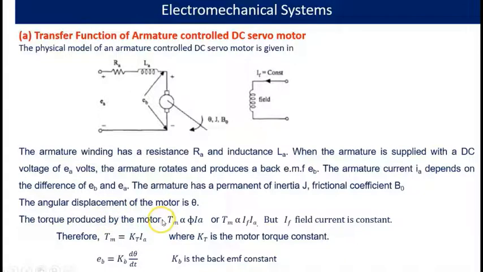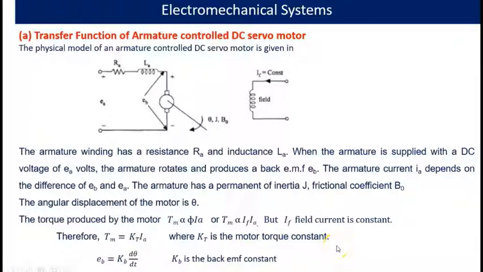Now we all know the torque produced by the motor. It is proportional to phi into Ia. Or we can write this as the torque produced is proportional to IF Ia, because flux is proportional to field current. Flux is produced due to field current. Therefore, we can write this equation like this. And now we are assuming that this field current is constant. We are varying the armature voltage.